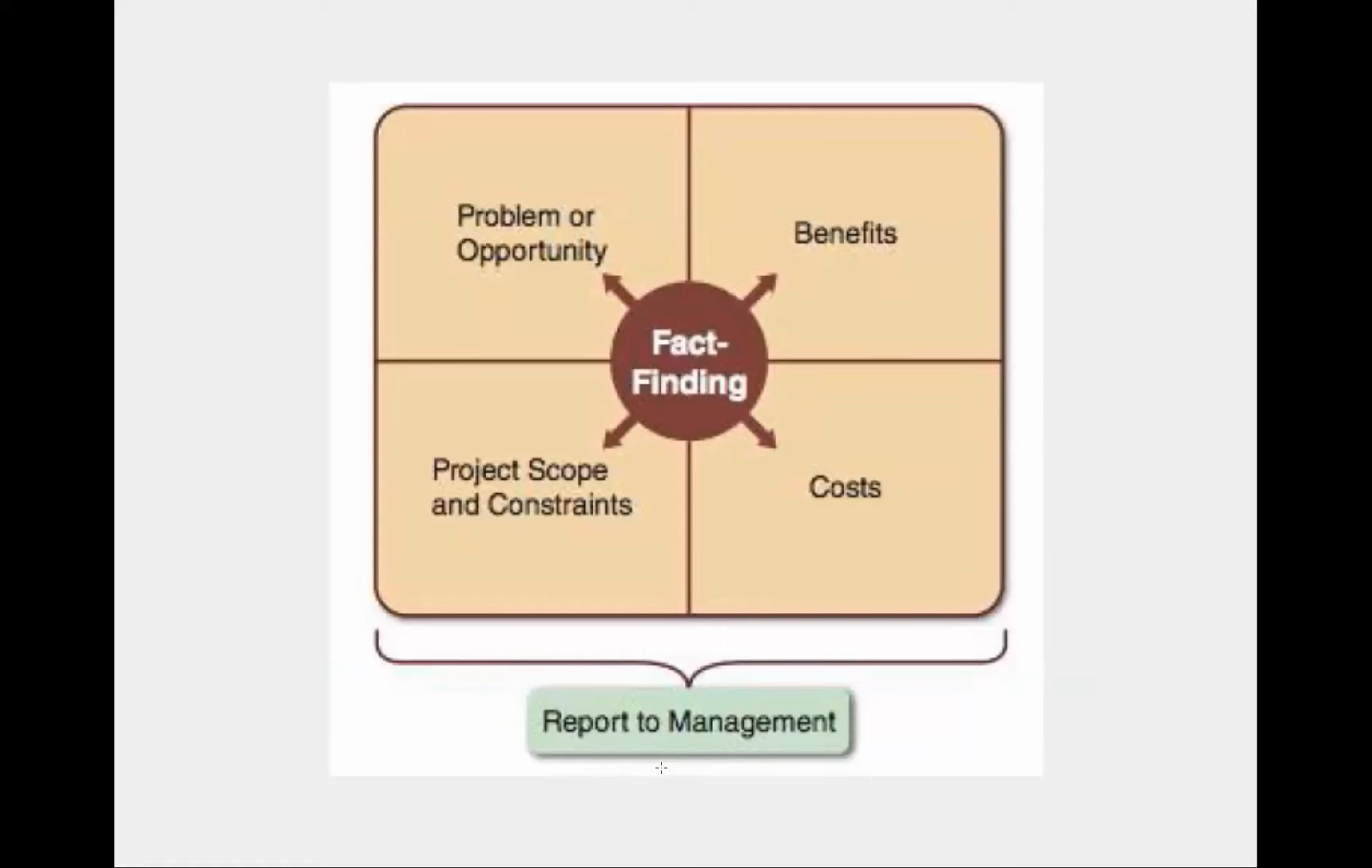So when you're reporting, those are the 4 things that you can have a look at. First of all, look at what the problem or the opportunity is, look at the benefits, then have a project scope and constraints, and then finally you can have costs. Right.